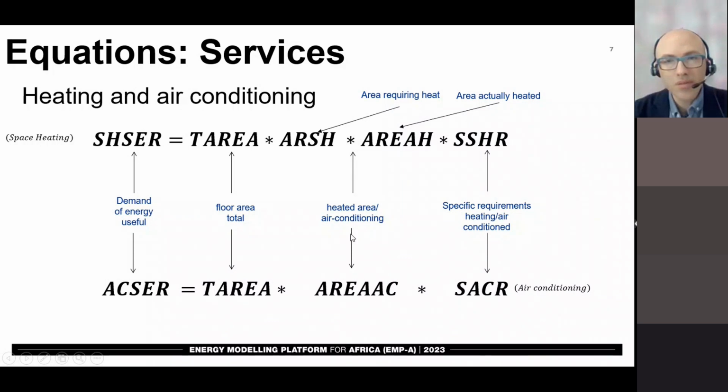The only difference is that we have just one single parameter to calculate the fraction of the area that needs air conditioning. For air conditioning, we have just one parameter, and for heating, we have two parameters: the total area requiring heat and the fraction that is actually heated. For the air conditioning, we directly mention the area that is actually heated.